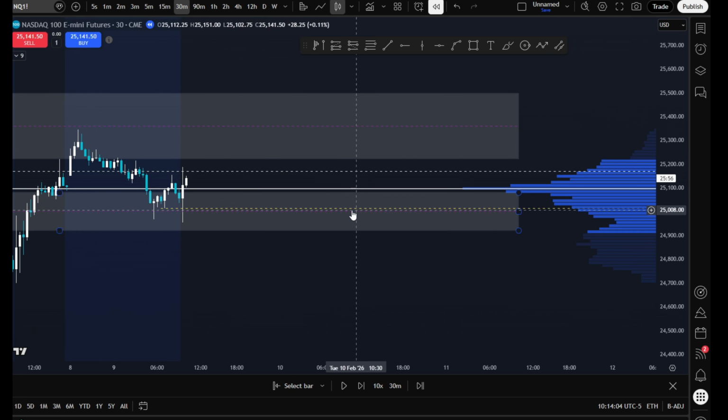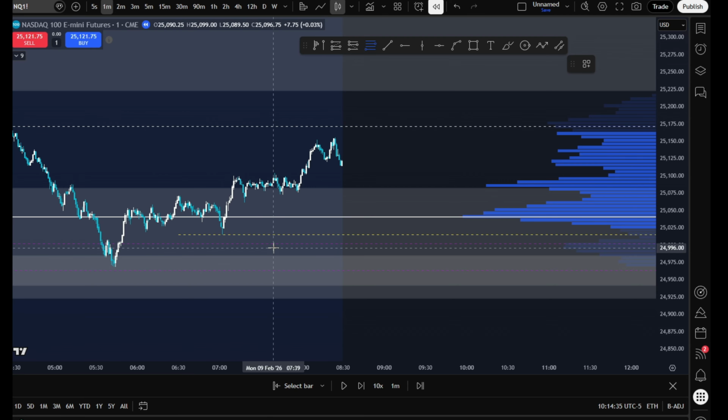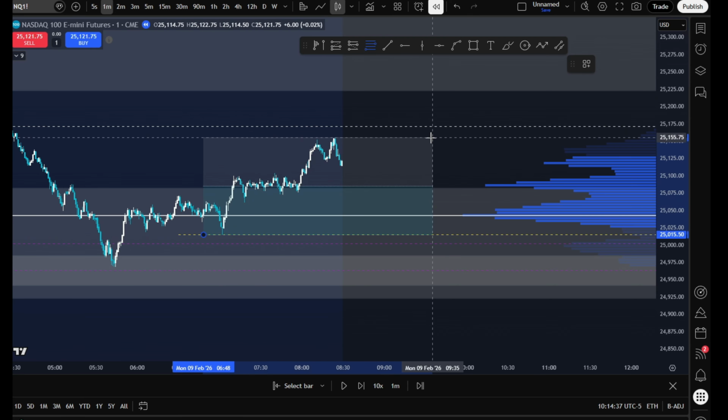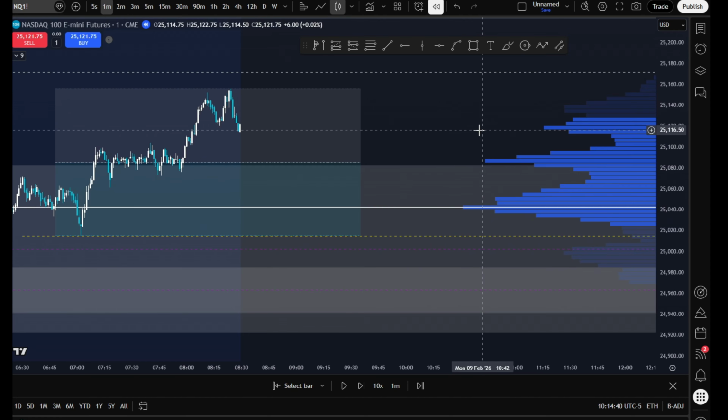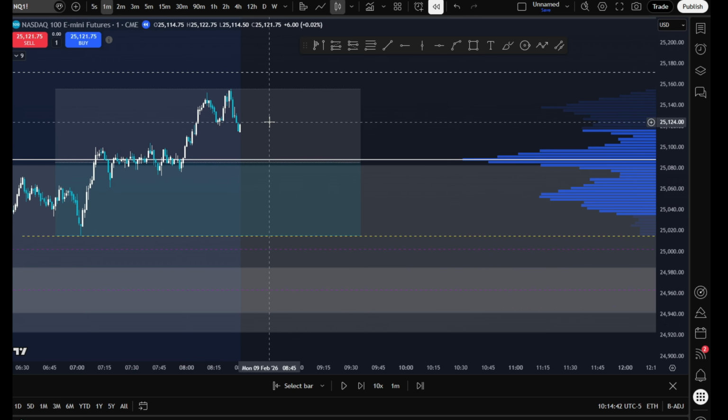Jumping into the 1 minute and going back. What I'm looking at is from the 7 o'clock low, wait till this high. Once I see there is a market structure break, this is where I enter, right? So roughly around 8:30, this is where I was at. So right here, this is where I enter.